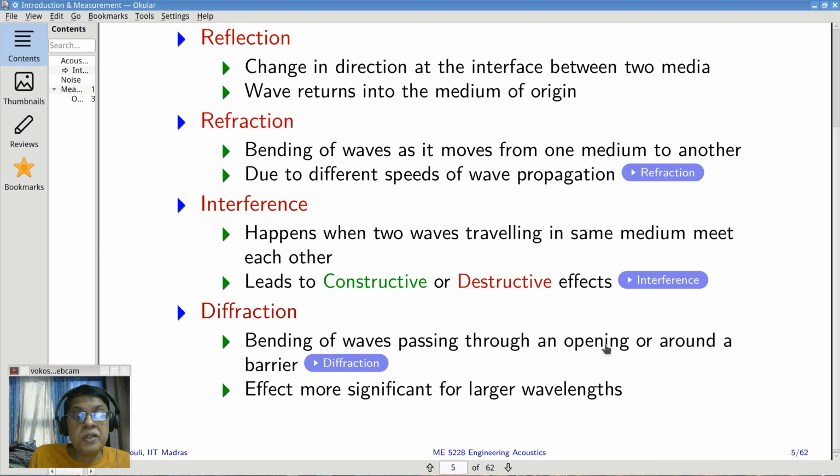So that is diffraction. All of these effects are important. We will see at least the reflection part of it. May not be much on interference or diffraction, but reflection and refraction is something that we will see as we go along the course. So that's some phenomena associated with the waves.